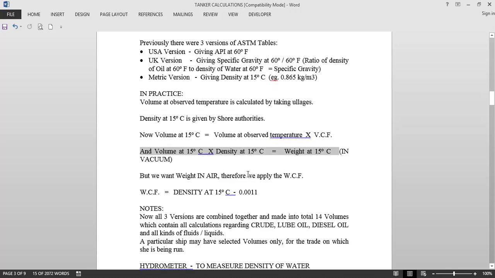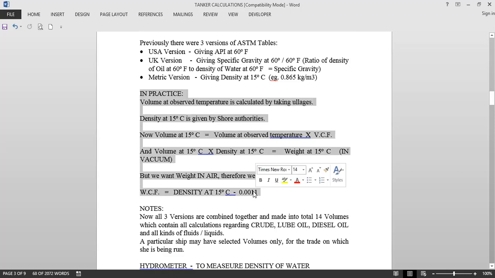For getting weight in air, we basically subtract 0.0011 from the density at 15 degrees Celsius. So the density at 15 degrees Celsius is given to you by the shore authorities, minus 0.0011 will give you the weight correction factor. GSV multiplied by weight correction factor will give you weight in metric tons in air. This is basically for when you are calculating products. When you are calculating crudes, I showed you a diagram earlier where you use different ASTM tables for getting WCF, that is table 11, 9, and table 13.